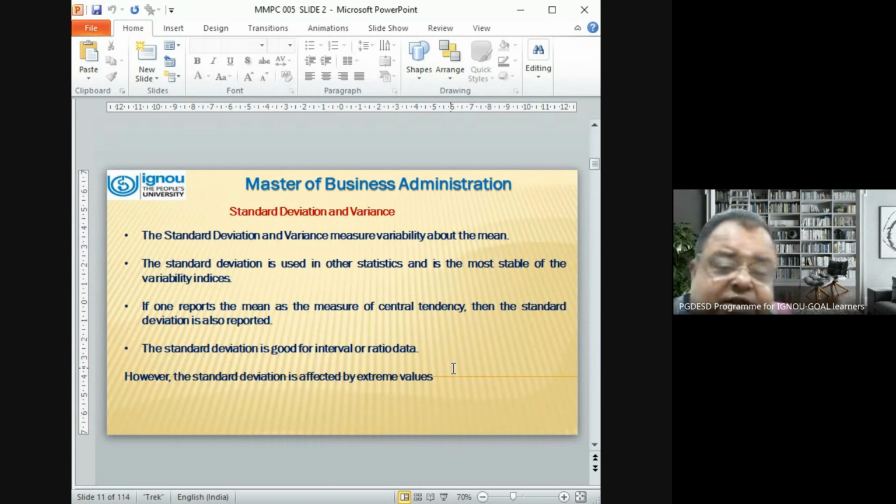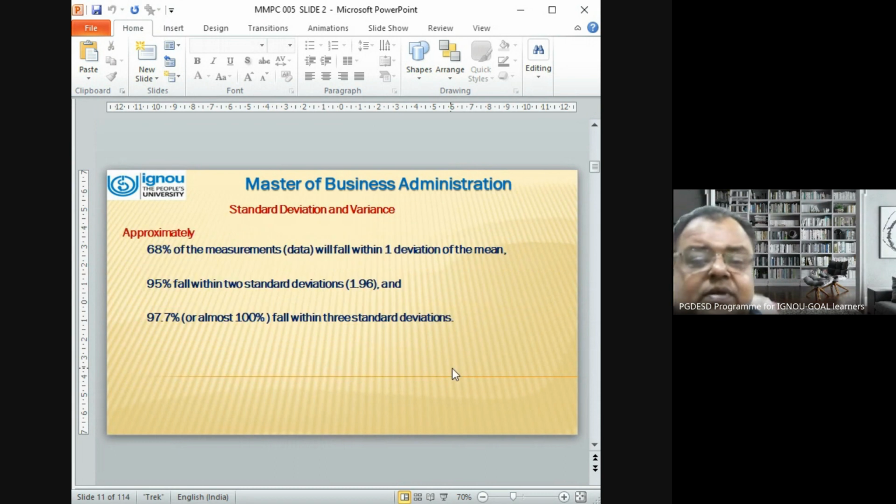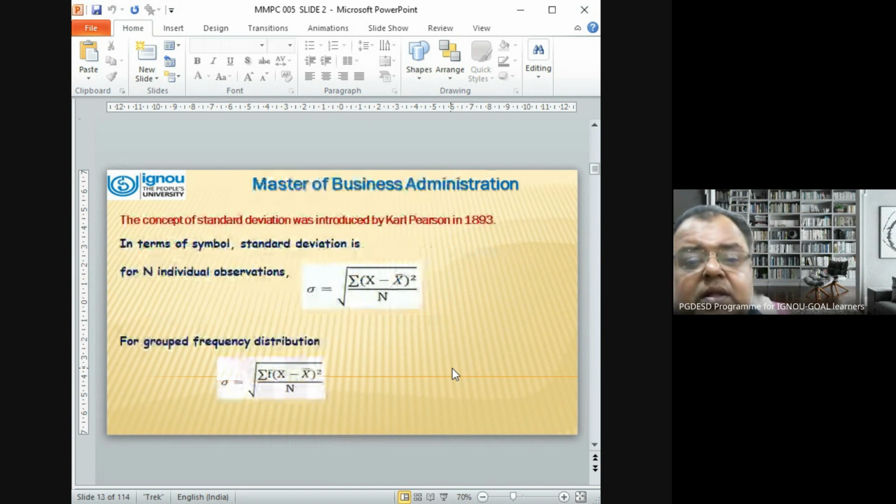If one reports the mean as a measure of central tendency, then standard deviation is also required. The standard deviation is good for interval or ratio data. However, the standard deviation is affected by the extreme values. Approximately 68% of the measurements will fall within one standard deviation of the mean, 95% within two standard deviations, and 97.7% within three standard deviations. The concept of standard deviation was introduced by Karl Pearson way back in 1893.